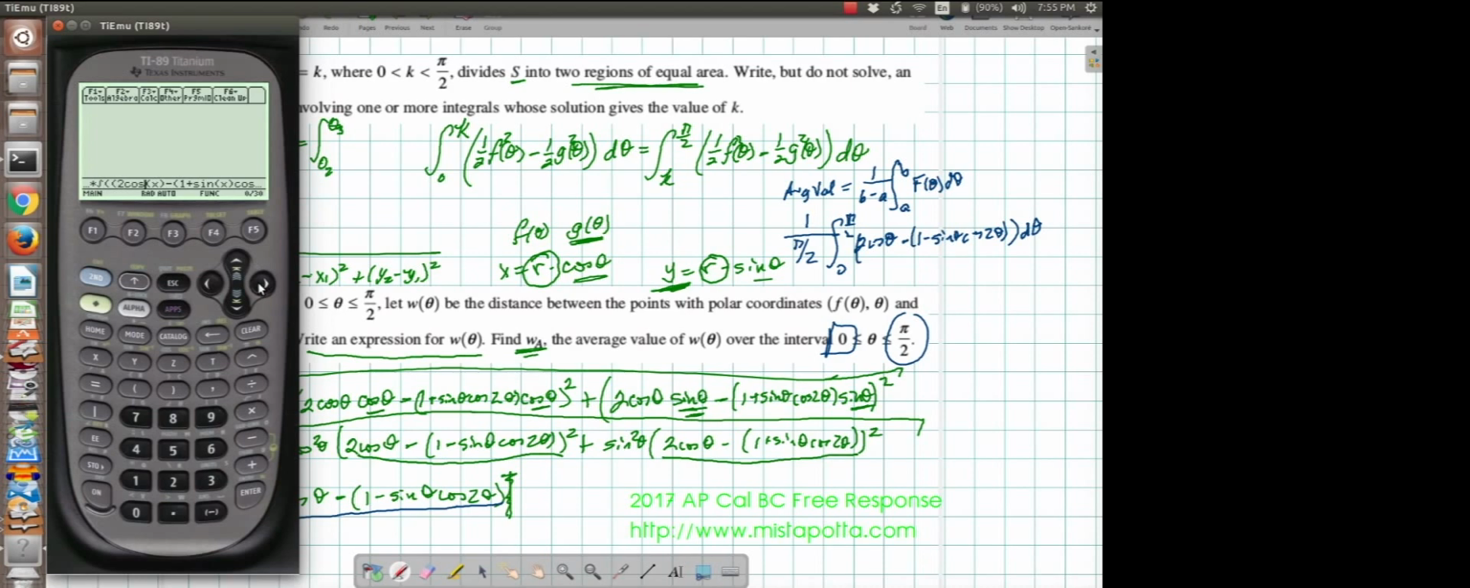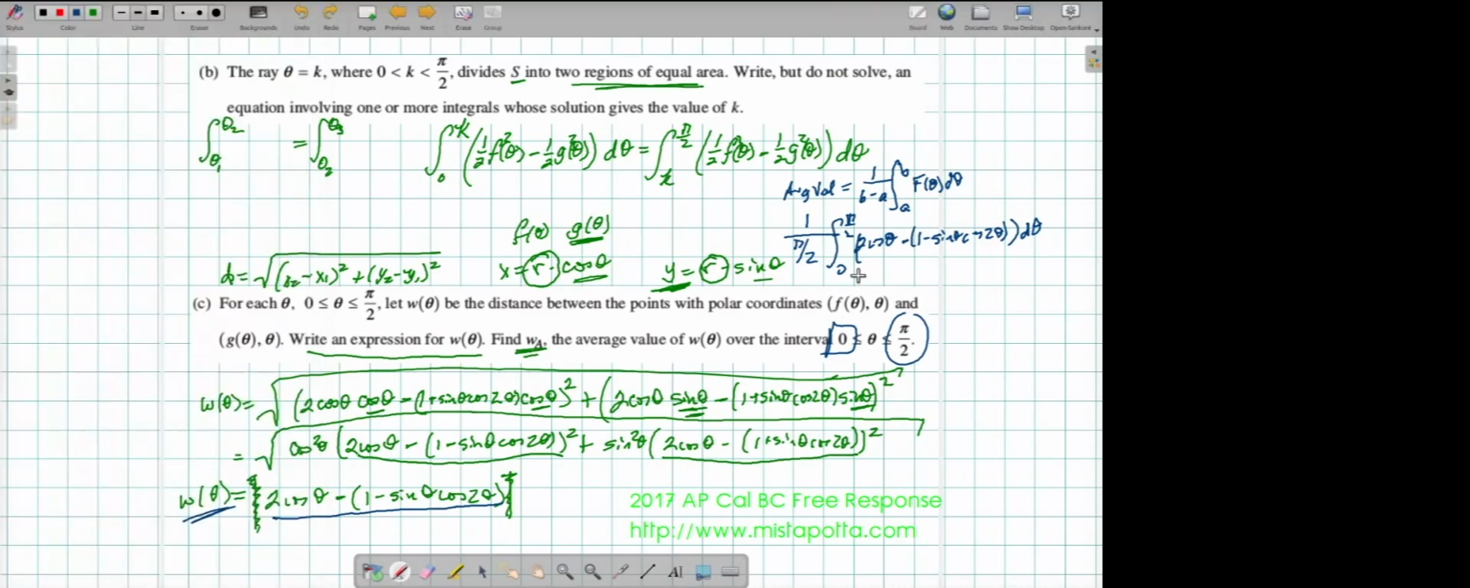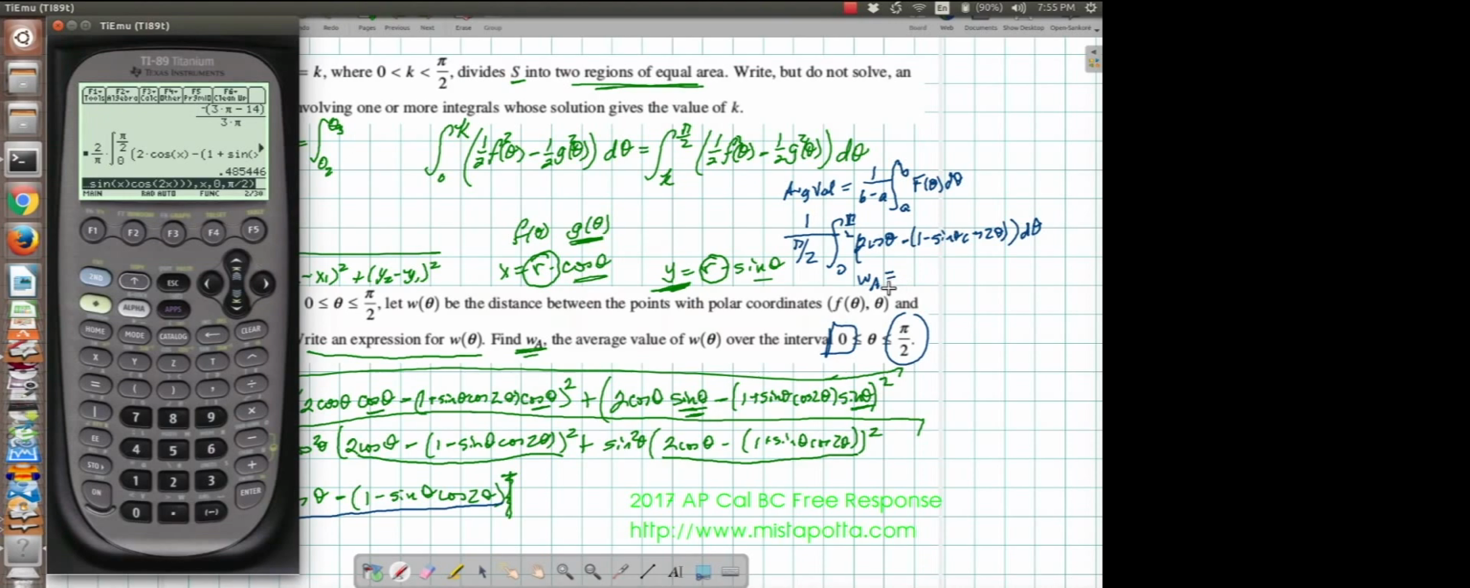Oh, one more for the function itself. And I'm going to integrate that with respect to my theta variable from 0 to pi over 2. And we end up with this expression, but we can always ask it for a decimal approximation. So w sub a will come out to 0.485.